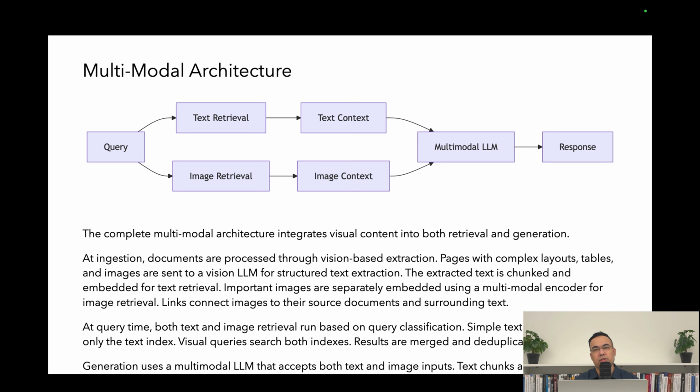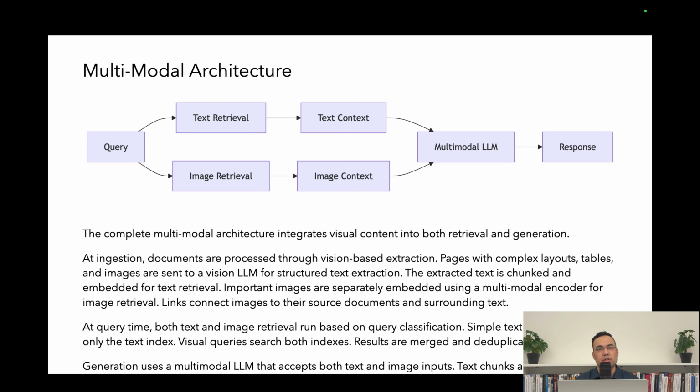At query time, both text and image retrieval run based on the query classification. Simple text queries search only the text index. Visual queries search both indexes. Results are merged and deduplicated. Generation uses a multimodal LLM that accepts both text and image inputs. Text chunks are provided as usual. Retrieved images are then included directly in the context, and the model can reference both text and visual evidence.